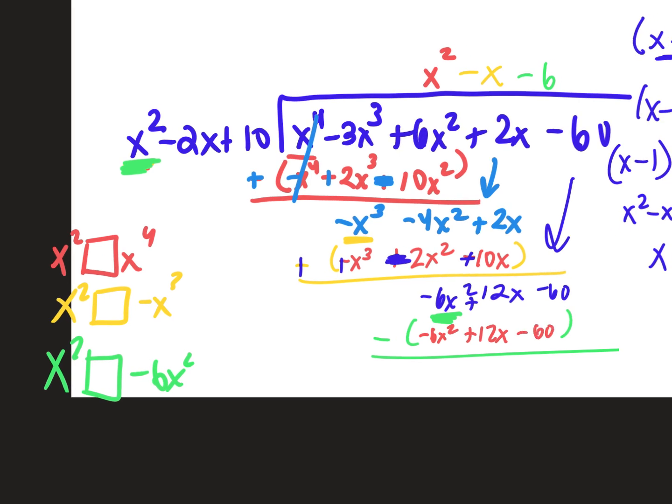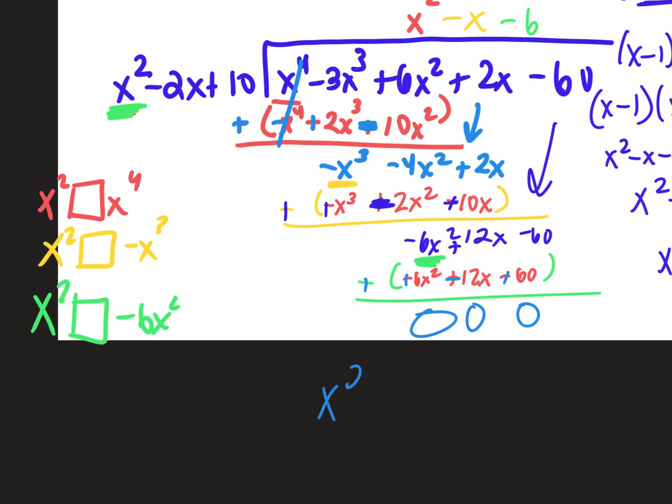Before you subtract, what do you do? Distribute, distribute, distribute, distribute. What's a negative 60 and a positive 60? 0. What's a 12 minus 12? 0. What's negative 6, positive 6? 0. So do you have a remainder? No. So you guys are left with x squared minus x minus 6. Set that equal to 0.